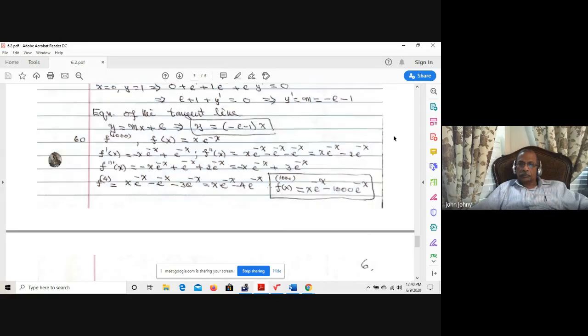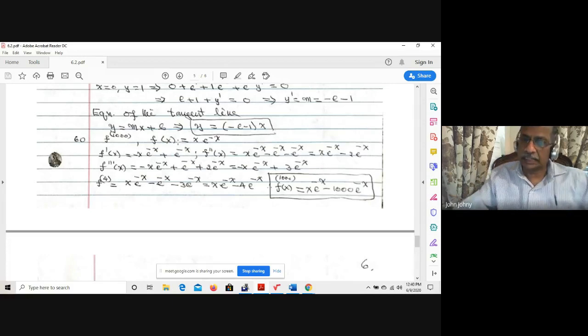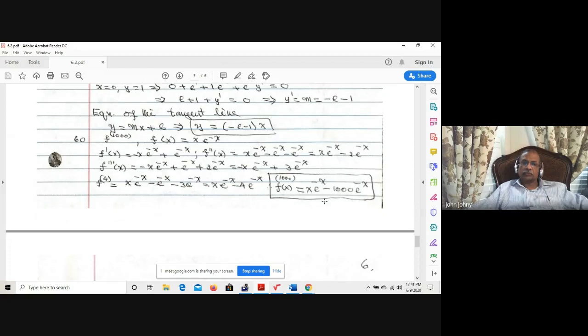Okay, so now question number 60. f of 1000, meaning you differentiate this function 1000 times. What will be the answer? So that is the question. You don't have to differentiate 1000 times. You may differentiate 2 times or 3 times. And then there you see a pattern. And from the pattern, you can write the 1000th derivative.